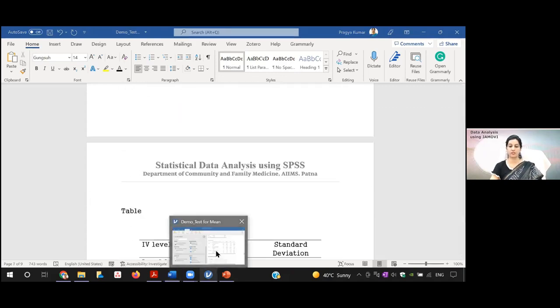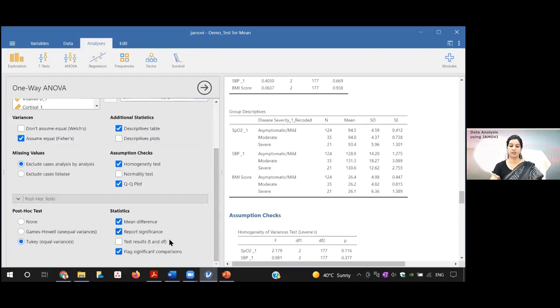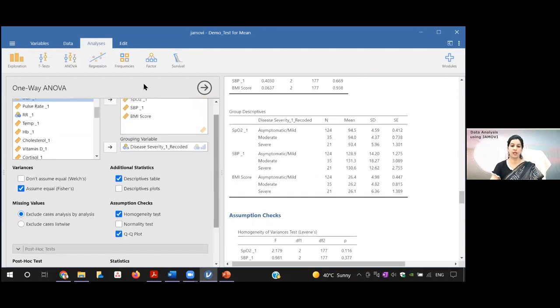So this is the way you do the ANOVA. First, you check the assumptions. And if the homogeneity of variance is met, you click this assume equal. And if the normality is there, then you go for it. Otherwise, if it is not normal, then in ANOVA, you will see there is a Kruskal-Wallis. So this is the option which we are not touching.